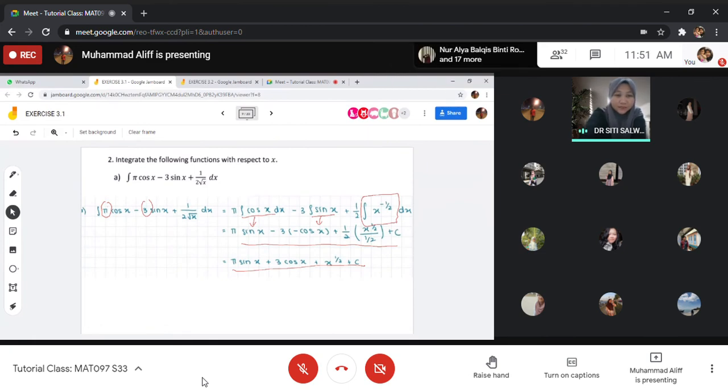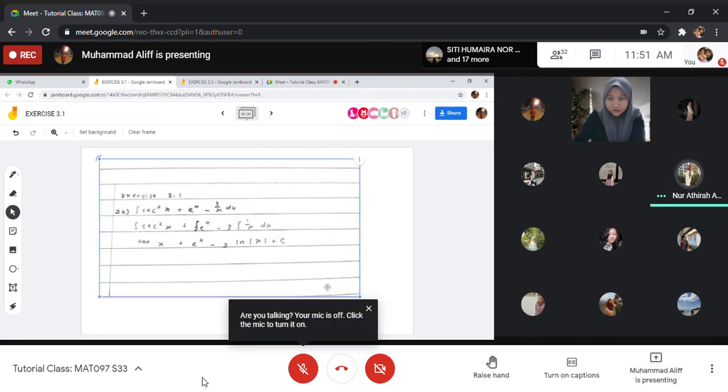Okay, you ada pi is the constant coefficient. So you integrate cos, you akan dapat negative sin times pi. Okay, the second term tu you ada negative 3, okay, constant. And then you integrate sin, you akan dapat negative cos kan. Okay, negative jumpa negative, you akan dapat positive. Okay, the last term 1/2 is the constant coefficient. And then ni square root of x, ni you bawa dia naik atas lah. Okay, so you ada x to the power of negative half. And then you integrate. Okay, boleh yang ni? Okay, actually yang ni simple je. Okay, next.